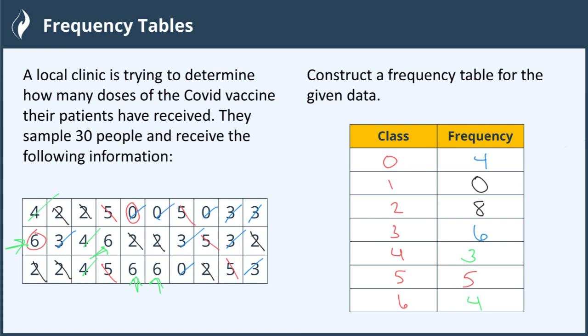Now, another thing that we should also do is make sure that we have all 30 patients. We have 12, 9, and 9. So 9 and 9 is 18, plus 12, and that gives us 30. So we have all of our data values accounted for, so our frequency table is good.